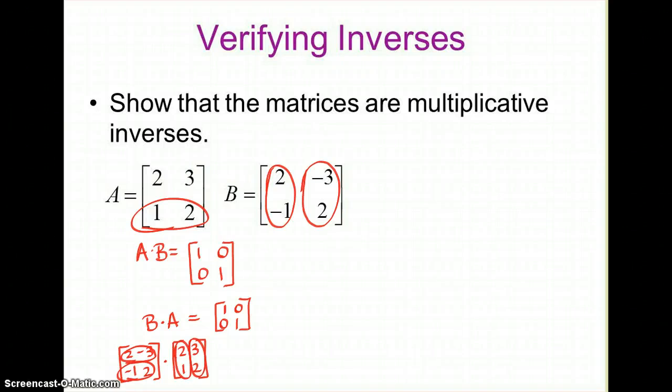So by doing my multiplication, I have proven that A and B are inverses of each other. So you could say that B is the inverse of A and A is the inverse of B.